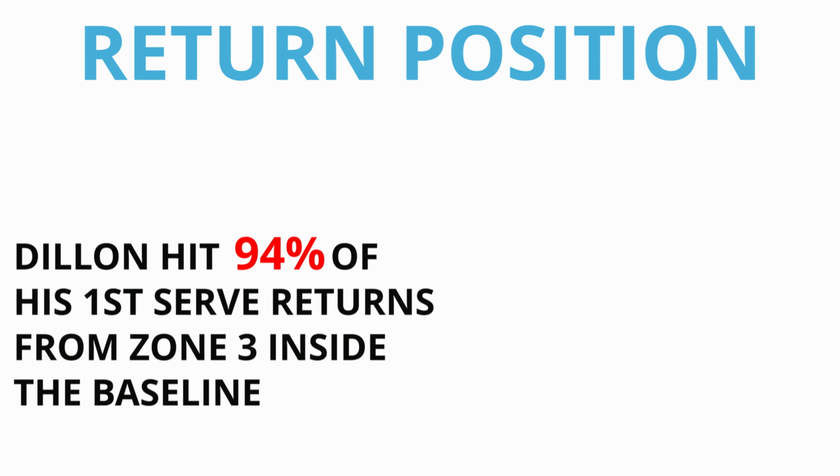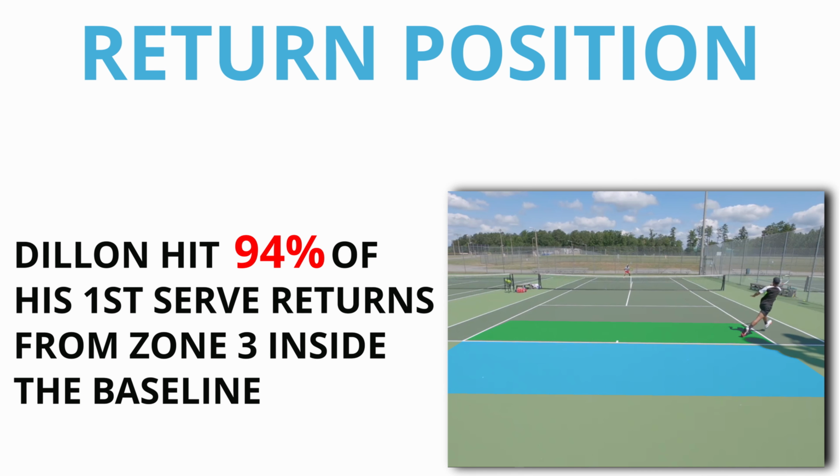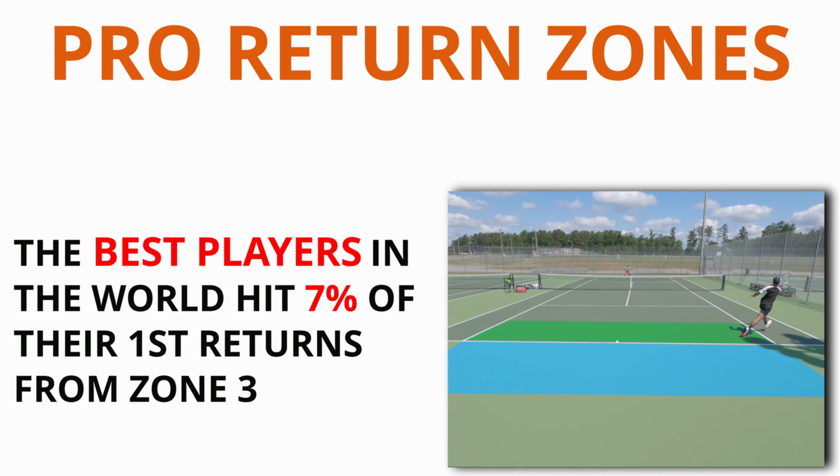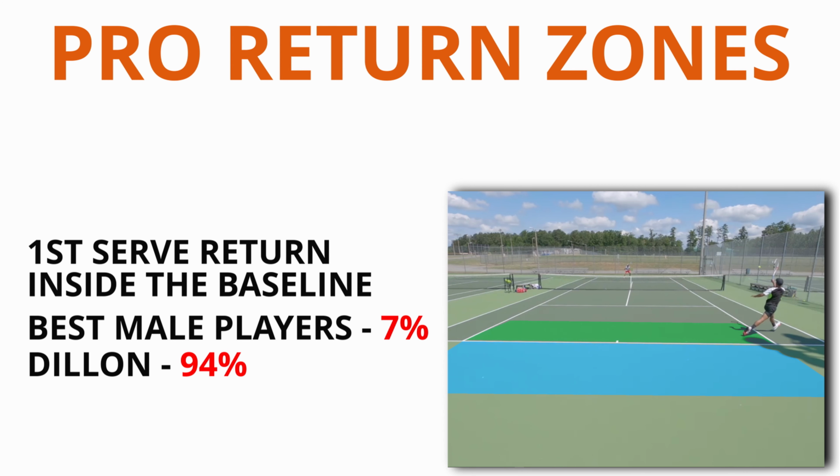All right, so let's look at those numbers a little bit. Dylan returned 94% of his first serve returns inside zone 3 against Matthew, okay? We talked about how difficult that can be. Of those points, Dylan won 33%, so he won 4 out of 16. If we look at what those numbers look like on the Pro Tour, best players in the world, 7% of all first serves are contacted and returned from zone 3. So you got Dylan at 94% of his first serve returns against this player inside the baseline. Top players in the world, we see it about 7% of the time.